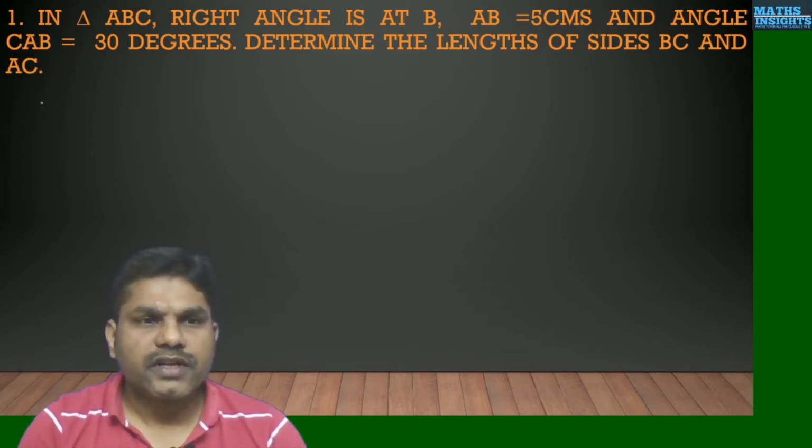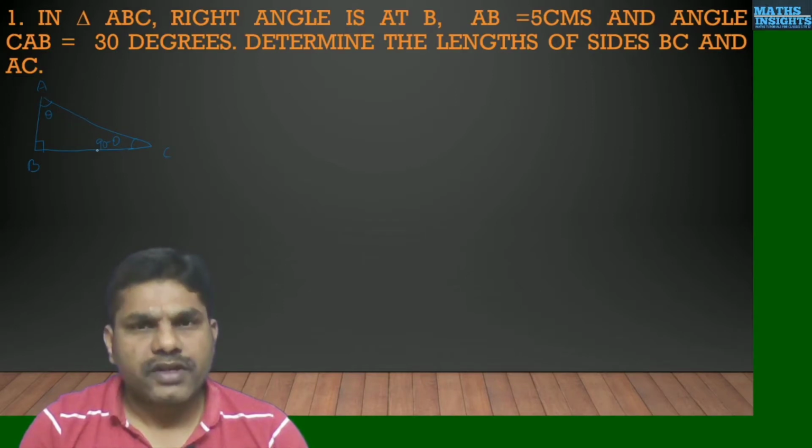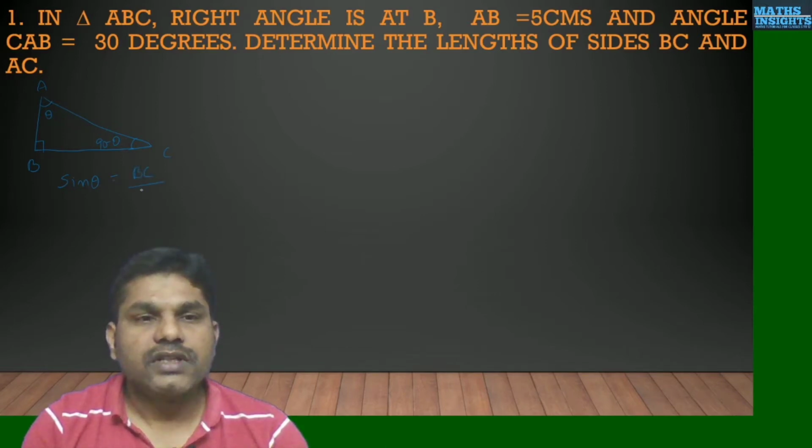See, all these trigonometric ratios are defined in a right angle triangle. If you take this right angle triangle, let it be A, B, C. This is 90 degrees, everyone knows that, and this one, let it be theta, and this is another one, that is 90 minus theta. In this, if you want to define any trigonometric ratio, there will be three variables. Suppose I am taking sine theta. Sine theta is equal to side opposite to theta, that is BC, by hypotenuse AC.